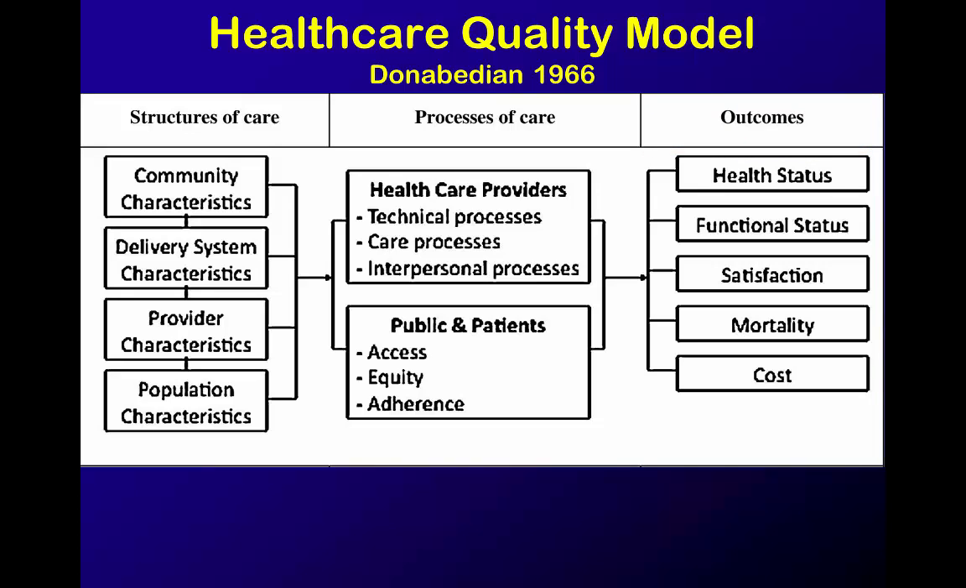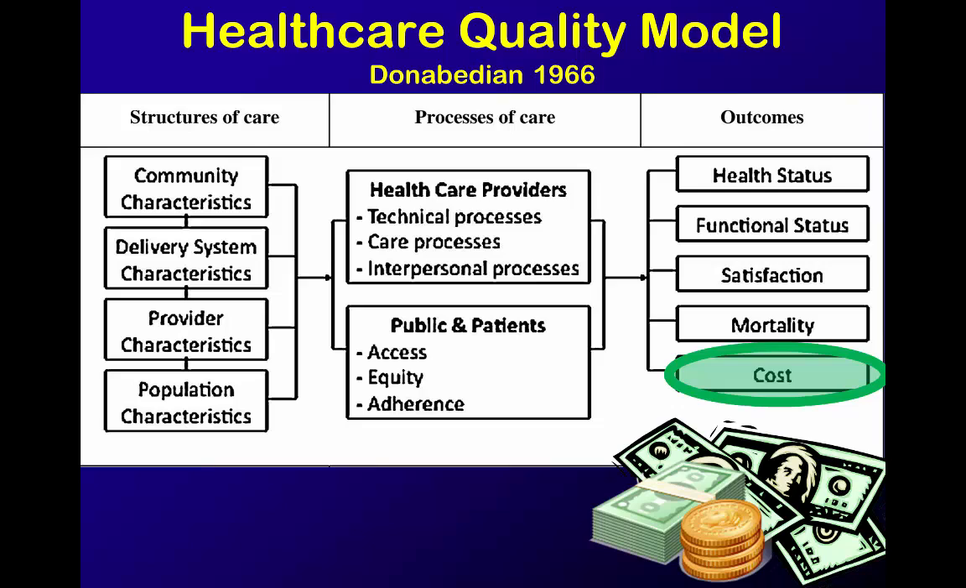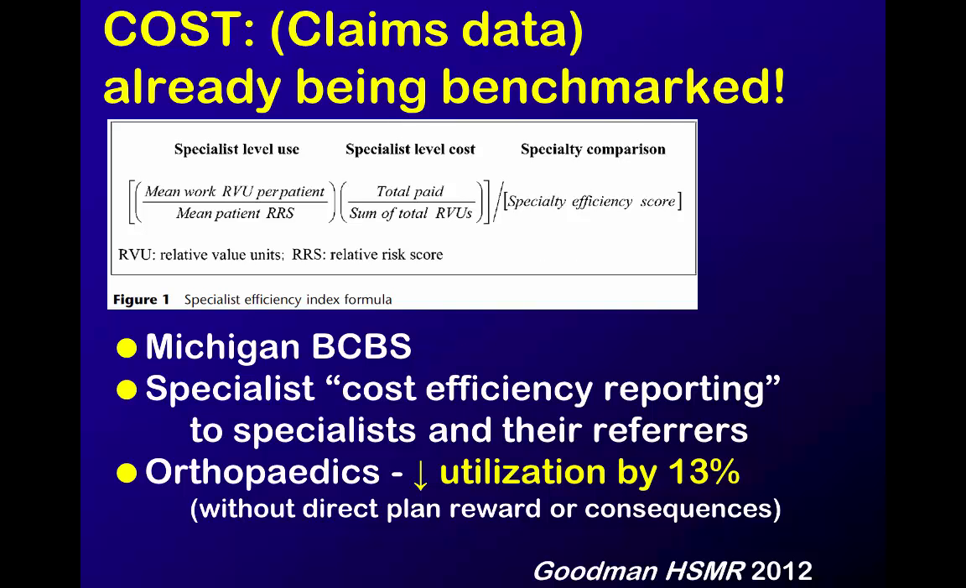course the cost. Unfortunately, in the system of healthcare that we live in, cost is the main outcome measure that the system measures. Dollars are easy to measure, and both insurance companies, governments, and hospitals know how to measure those. And so, of course, costs are already being benchmarked. In the Michigan Blue Cross Blue Shield program, they looked at specialists and reported their costs to themselves and to the doctors who referred to them. And in orthopedics, it decreased the utilization by 13% without any special incentives or consequences.